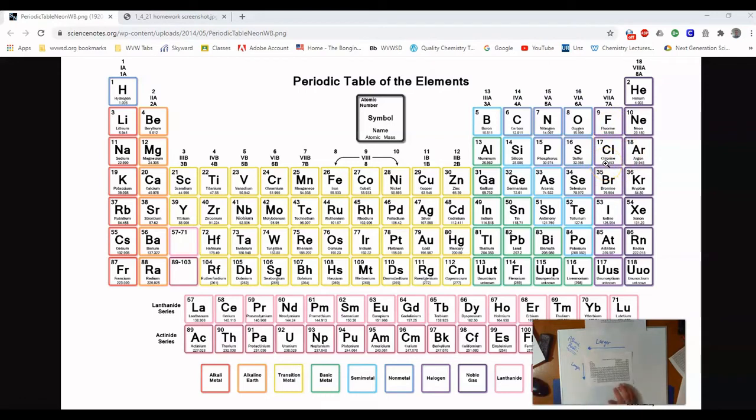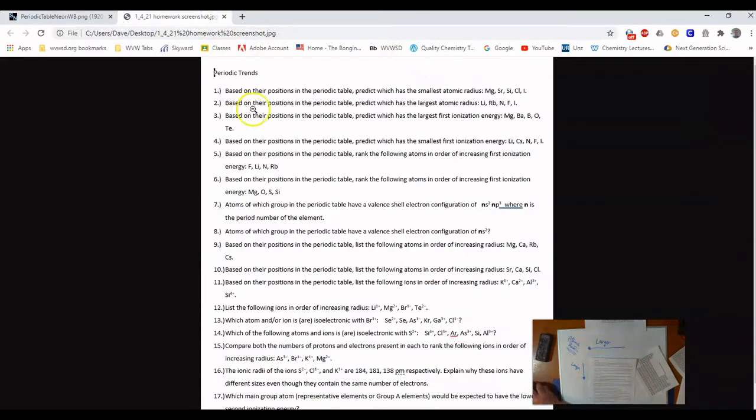Number 2 is pretty much the same question, except now it's looking for not the smallest but the largest. I'll let you deal with that one. How about number 3? Based on the position, predict which has the largest first ionization energy.